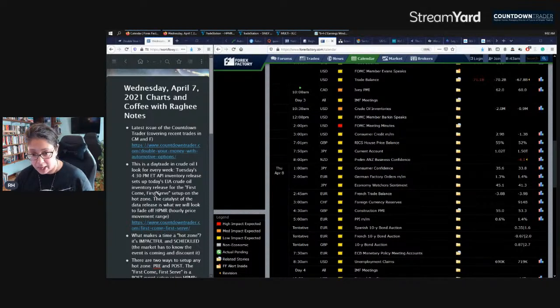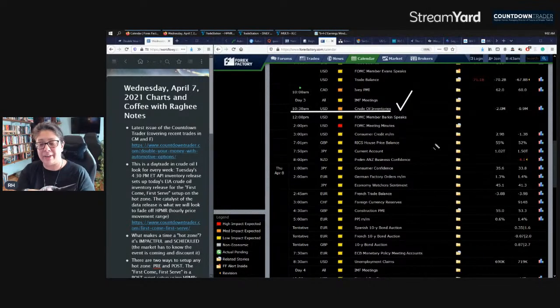So you'll see right here at 10:30, we've got the crude oil inventories number. And this number is going to affect, of course, crude oil, RBOB gas, USO. It could affect oil stocks. But being a volume and volatility event, this is a hot zone. It's a medium impact hot zone, but I would consider it usually high in terms of impact on crude. Why am I focused on crude?